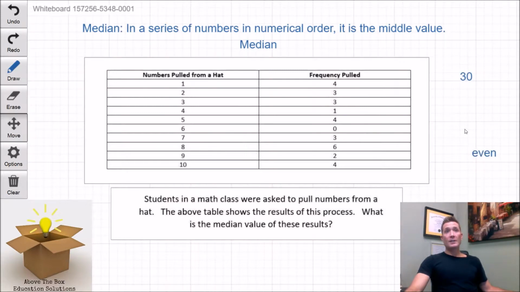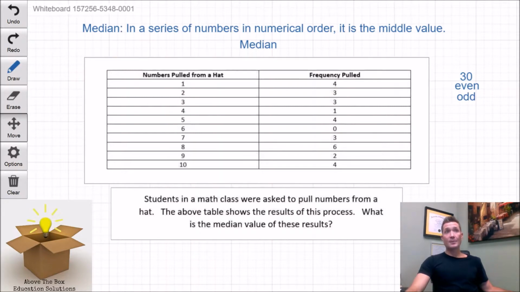30 is an even number, which should tell you right away that our median is not going to be easily found. If a number was odd, say if it was 29, or if our total was 31, then the median would present itself because it would be right in the middle. You would have an equal number before it and after it. It would be a relatively easy process to find the median.